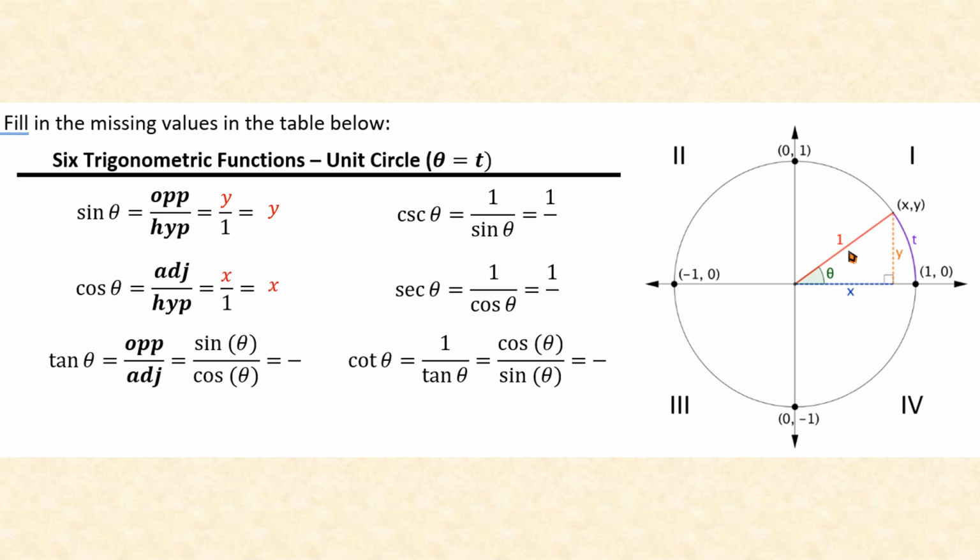And tangent is opposite over adjacent, which is sine over cosine, which is y over x. These are the things that we really need to remember. Cosecant is the reciprocal of sine, 1 over sine, so it's 1 over y. Secant is 1 over x, because it's 1 over cosine. And cotangent is the reciprocal of tangent, which is x over y. These are the relationships that need to come readily to you every time you think about these things. You should know them.